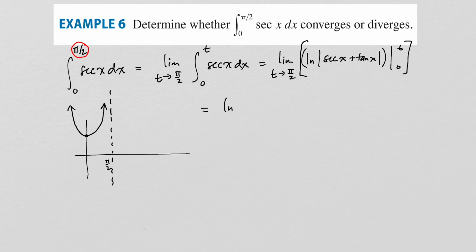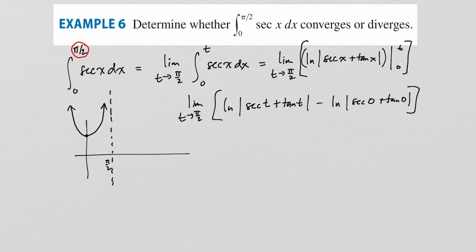So this becomes the natural log of the absolute value of secant of t plus tangent of t, minus the natural log of the absolute value of secant of 0 plus tangent of 0. And let's not forget our limit as t goes to pi over 2. Briefly, tangent of 0 is 0, secant of 0 is equal to 1, so this becomes the natural log of 1, and that whole thing is equal to 0. So we just need to evaluate the limit as t goes to pi over 2 of the natural log of secant of t plus tangent of t.